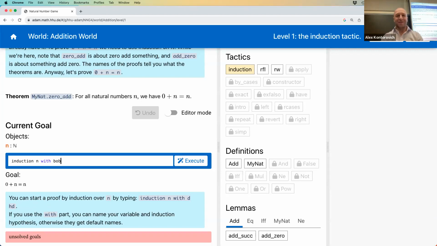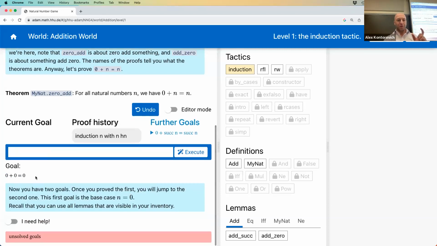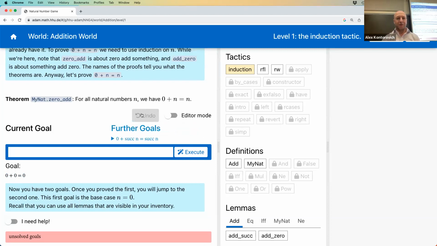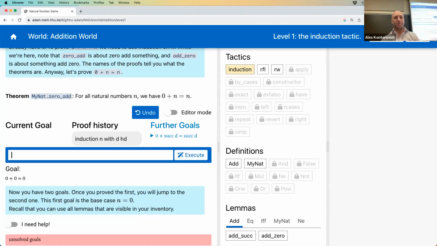It will let us, let's see, with n hn, it will let us, so now we have two goals. Where is the other? Here we go, further goals. So we have one goal, which is 0 plus 0 is equal to 0. We have another goal, we'll get to that. That'll be the induction step. So it does allow us to do n, but we could have said induction n with d and then the induction hypothesis on d, hd. Okay, which is what it suggests.